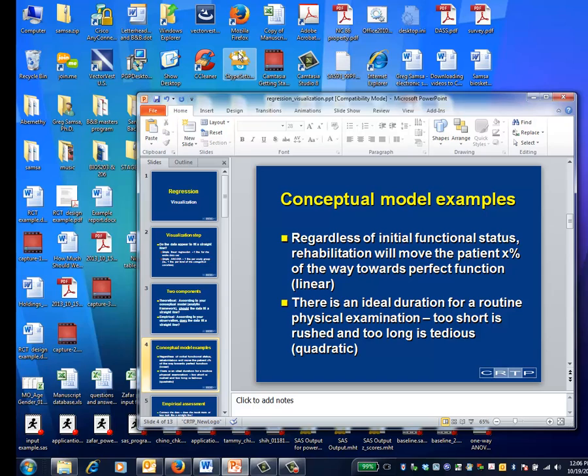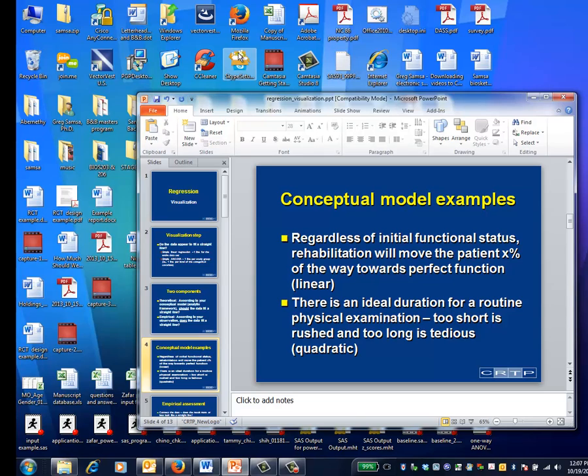For example, one of the conceptual models used in rehabilitation after a stroke assumes that its impact is directly proportional to initial functional status, thus that patients with poor initial functional status will have greater absolute gains than patients whose initial status is good. Such a relationship would be well represented by a straight line.